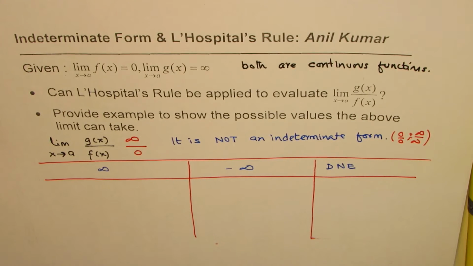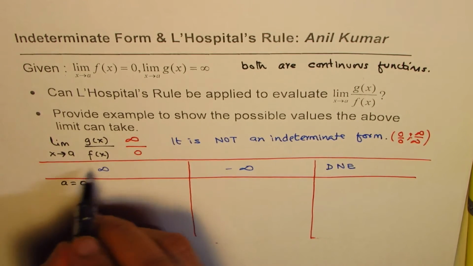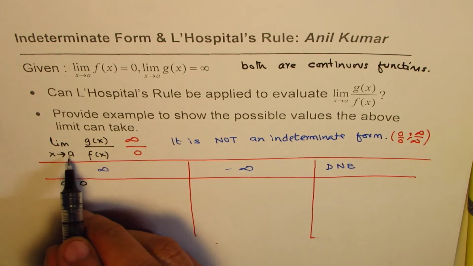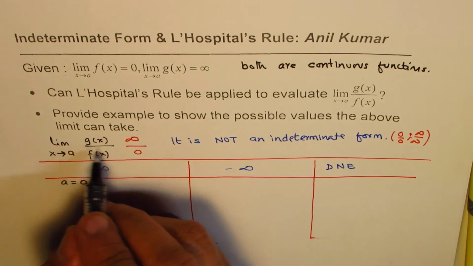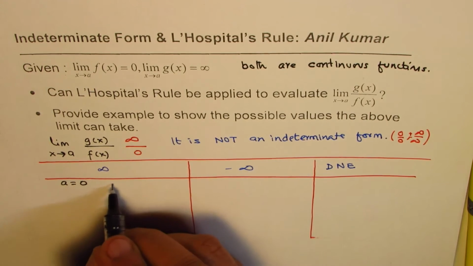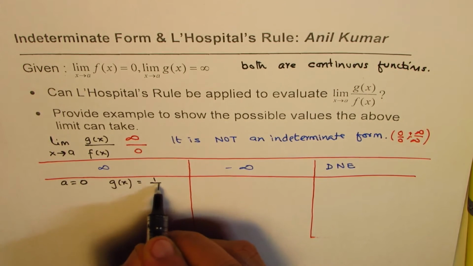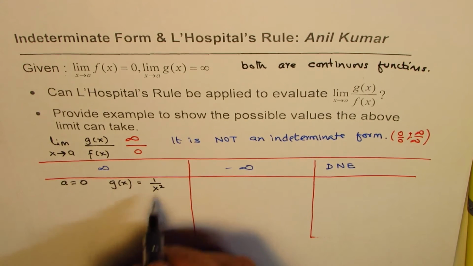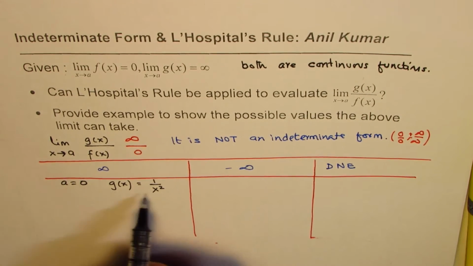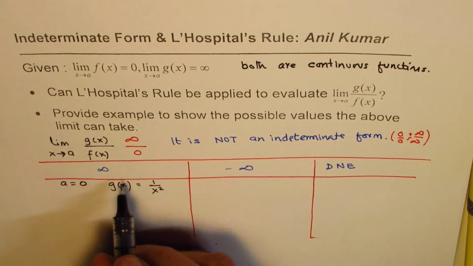Here is the one. Let us say a equals 0. That means limit of this function is approaching 0. And let's define our function. We want at 0 g of x to be infinite. So let me write this as 1 over x squared. So it becomes infinite. As I put 0 here, g of x becomes infinite, right?